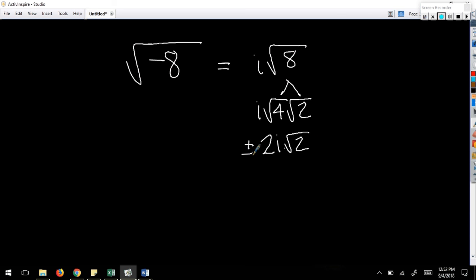Yes. And make sure the plus or the minus is in front of the whole thing and not between. If I put it in between, then it's saying 2i plus the square root instead of 2i times the square root. Does that make sense?